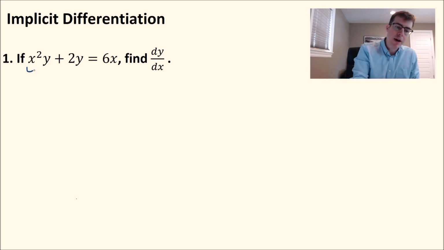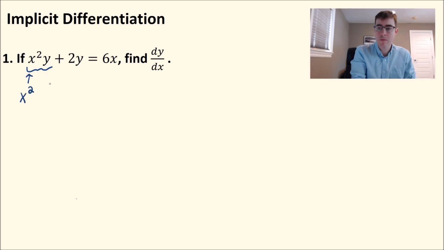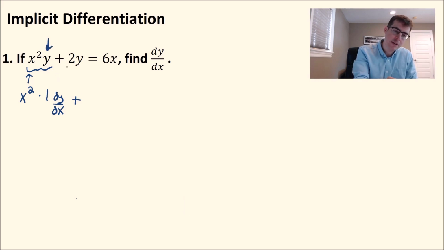So first we have the product rule. The product rule says we do the first, which would be x squared, times the derivative of the second. Well, the derivative of y is just 1, and then we just have to attach our dy dx. So the product rule says do first times derivative of second, plus now we do the second, y, times the derivative of the first. Well, the derivative of x squared is just 2x.